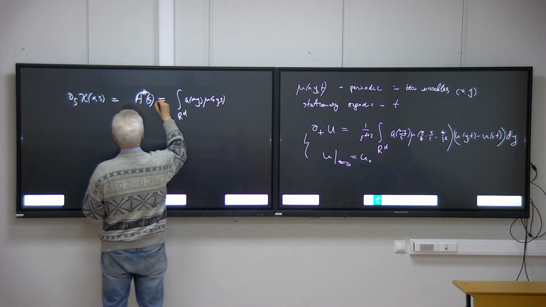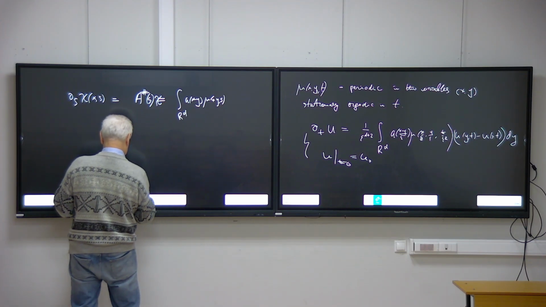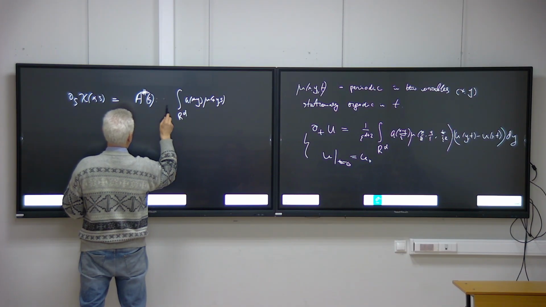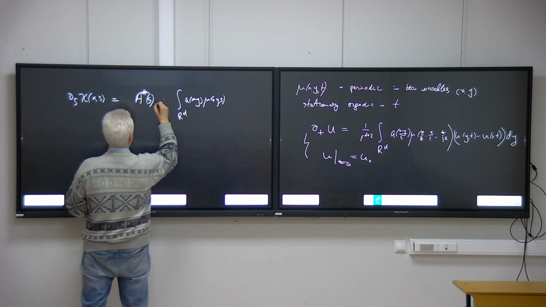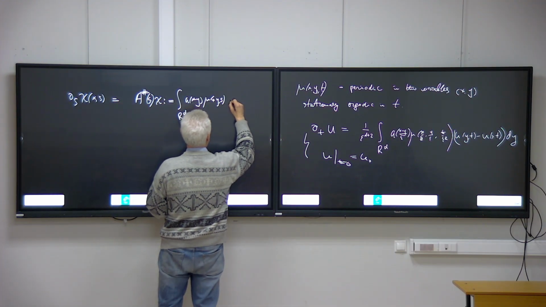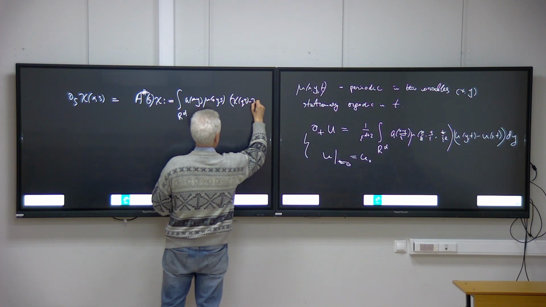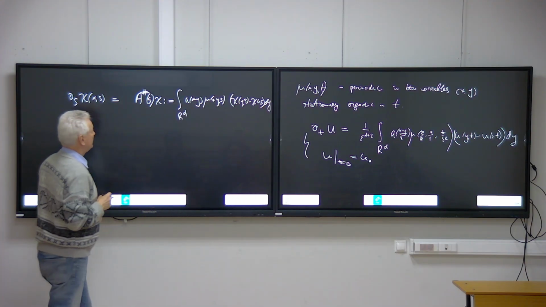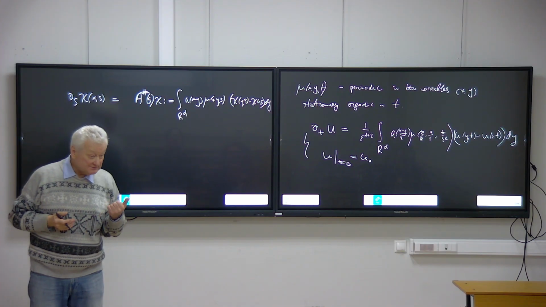Sorry, I forgot chi here. Chi of y, s minus chi of x, s, dy. That's the auxiliary problem on the torus multiplied by the real line.